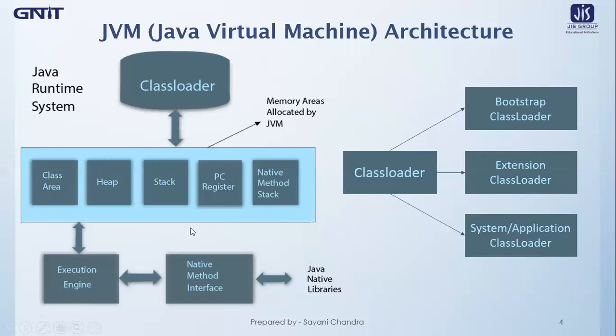Now let us go into the memory areas allocated by JVM. That means this part. In this part, we can see that there are 5 components. The first one is class area or method area. The second one is heap. The third one is stack. The fourth one is PC register. And the last one is native method stack. So let's explain each of these one by one.